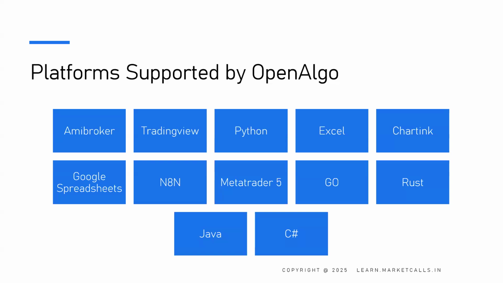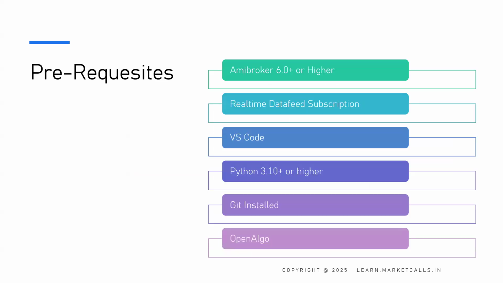Some of the prerequisites are Amibroker 6.0 or higher. If you are using Amibroker, at least 6.0 or higher is required. If you have the latest version, it's well and good, but at least 6.0 is required. Older versions may not support it. And you need to have a real-time data subscription with any vendor like Global Data Feed, True Data, Zerodha or any other vendor. You have to have a real-time market feed subscription.